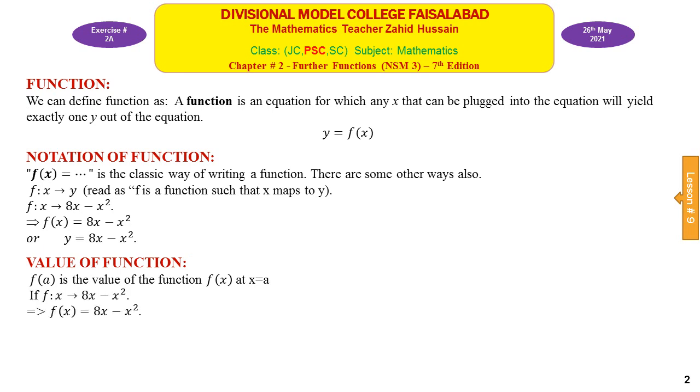Now if the function is written in this form, f of x is equal to 8x minus x square, we will put the value of x at which we need to find the value of this function. In this case, if we are asked to find the value of this function at x is equal to minus 3, all the x's in this equation will be replaced by minus 3. This x is replaced with minus 3, and this x is replaced with minus 3. Simplify this and get the answer. So the value of this function when x is equal to minus 3 is equal to minus 33.